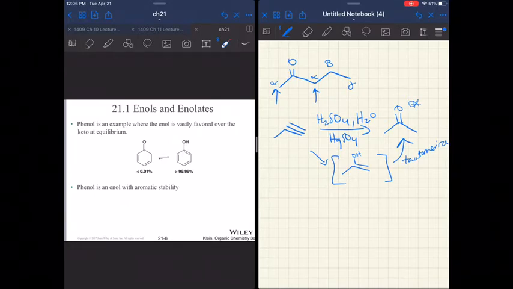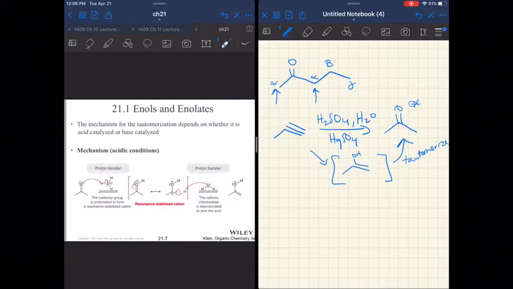Now, why would this enol be so stable, and why would we see the enol more than the ketone? Aromaticity. We spend a lot of time talking about the wonders and benefits of aromaticity, and so if it can be aromatic, it's going to be aromatic. So most of the time, the ketone is most stable, but there are, of course, examples where you're going to have stable enols.